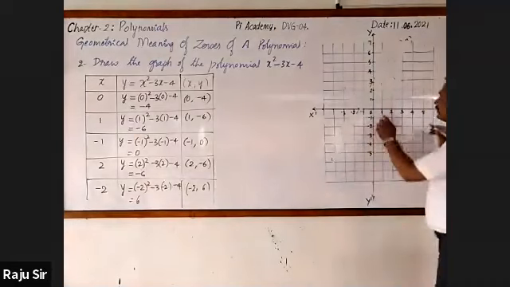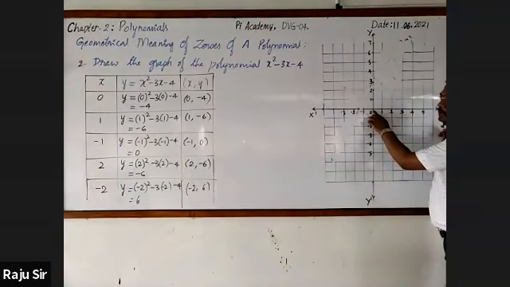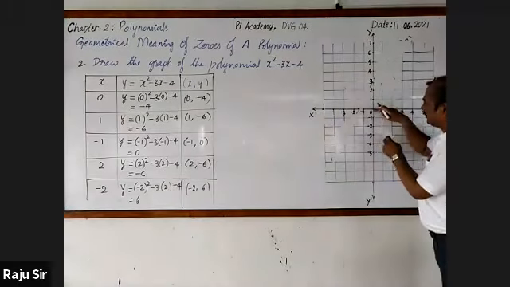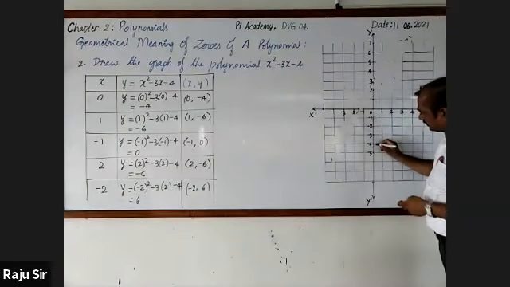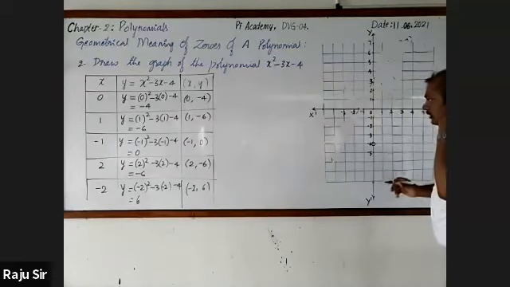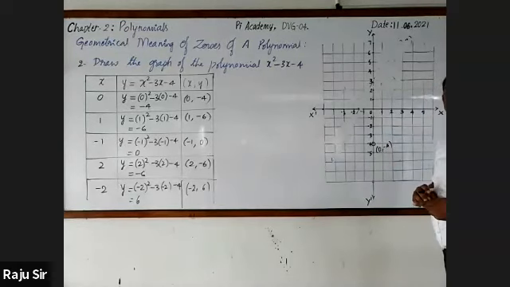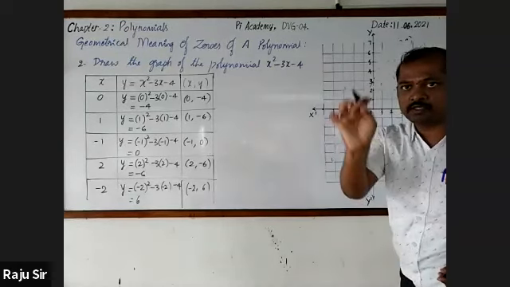When x is 0, 0 is here. Y is minus 4. See on the y axis, minus 4 is here. That comes at this point. Right. It is 0 comma minus 4. Just put a dot and encircle it.